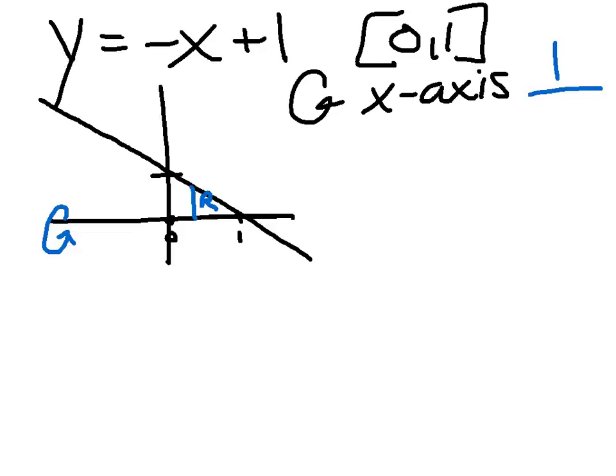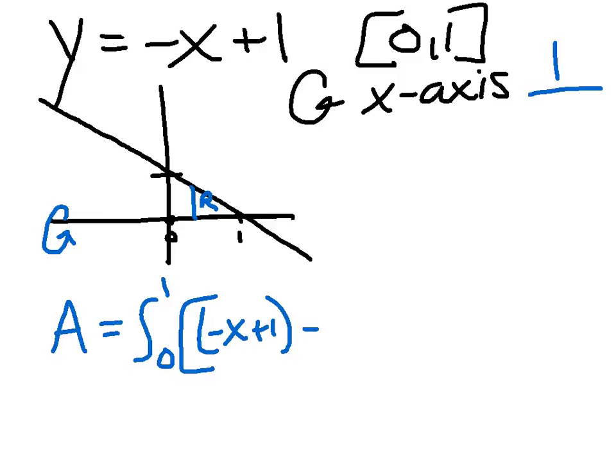All right, I'm going to do two setups. If I wanted strictly area, I'm saying in my head upper minus lower. So the area would be from 0 to 1. My upper function is negative x plus 1 minus my lower function, which of course is sitting on 0, so I don't really need to put that in, dx. Okay, so if I just wanted area, I'm upper minus lower.